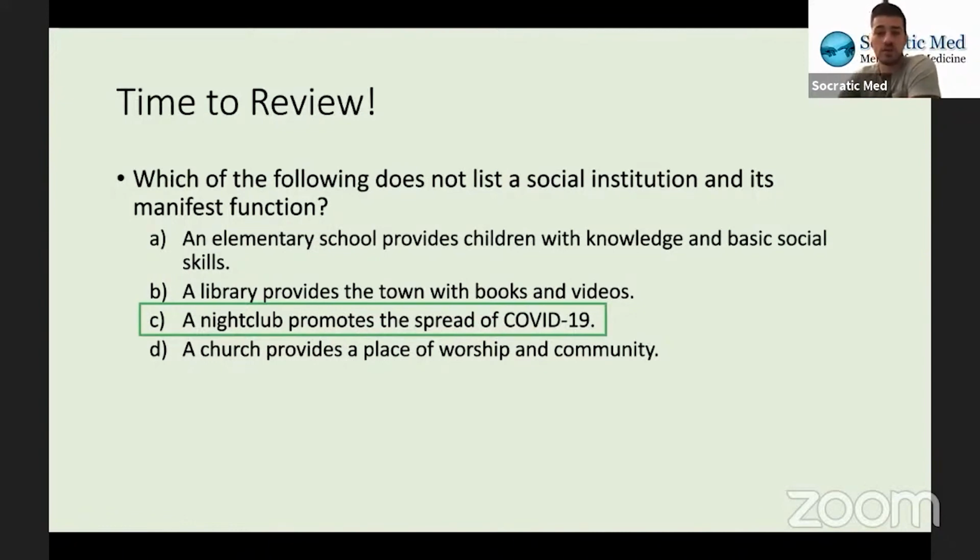So an elementary school provides children with knowledge and basic social skills. That would be a manifest function. A library provides the town with books and videos. That would also be a manifest function because that is what the institution was built for. A church provides a place of worship and community. Again, also a manifest function. And a nightclub promotes the spread of COVID-19. Would not be a manifest function. I mean, unless someone was building a nightclub specifically for that reason, which I hope nobody would be. But that would be a latent function, and that would be an example of a harmful latent function, the spread of COVID.